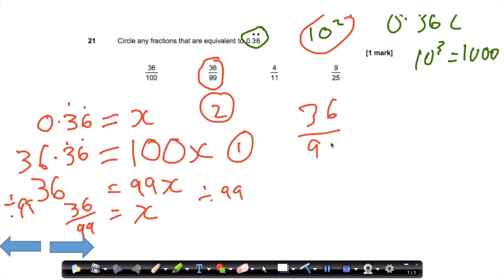36 over 99 can be simplified. You might notice that they're both in the 9 times tables. 36 divided by 9, 4. 99 divided by 9, 11. So 4 over 11 is also the same. You need to circle both of them to get all the marks.